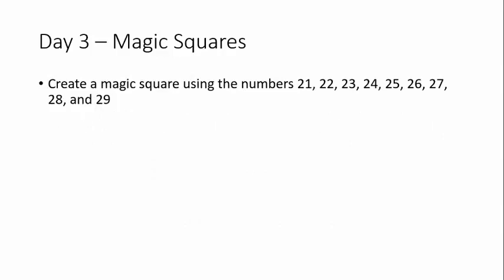I'd like for you to create a magic square using these numbers. These are the integers 21 through 29. I'm going to give you a hint. Try using the previous magic square and just replacing integers in that magic square with these new ones and see if you can come up with the solution.